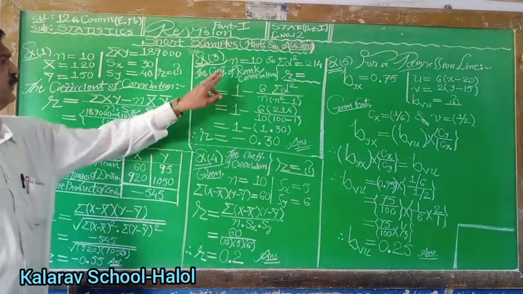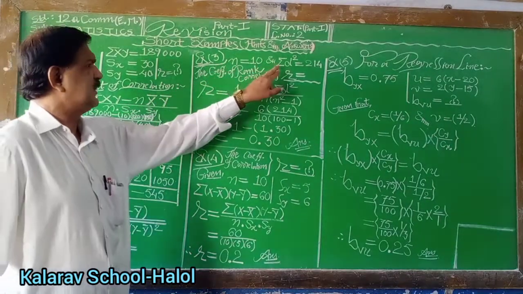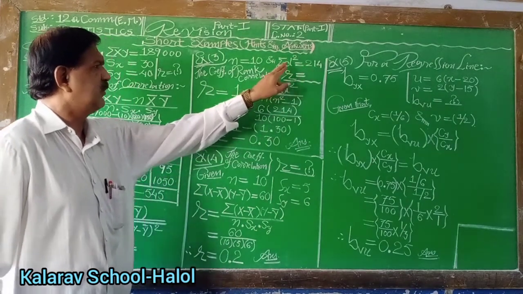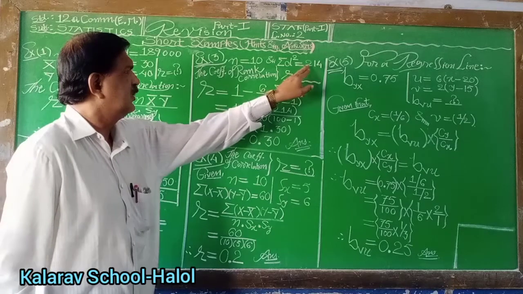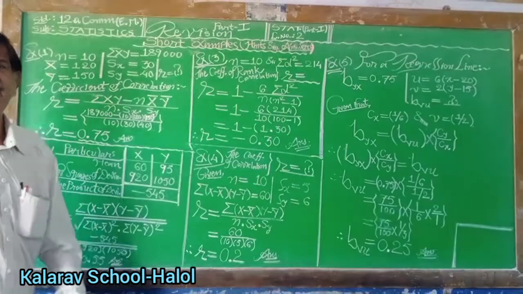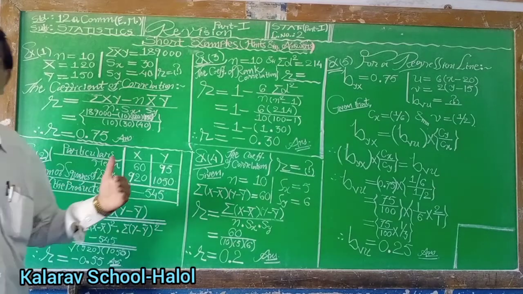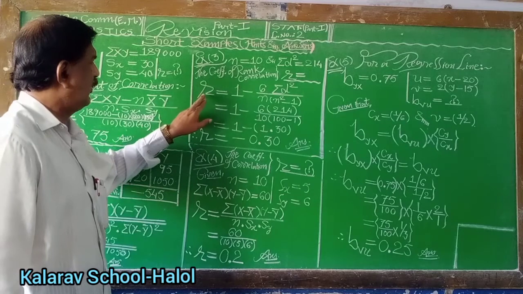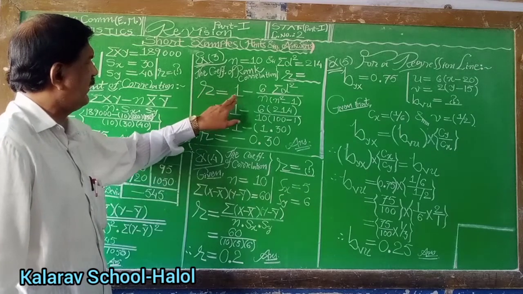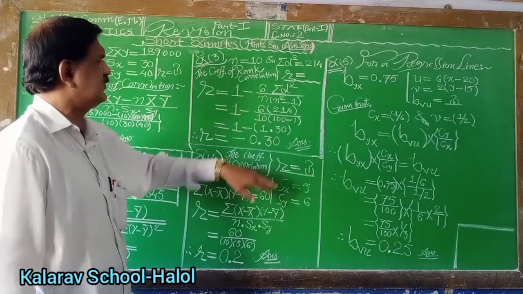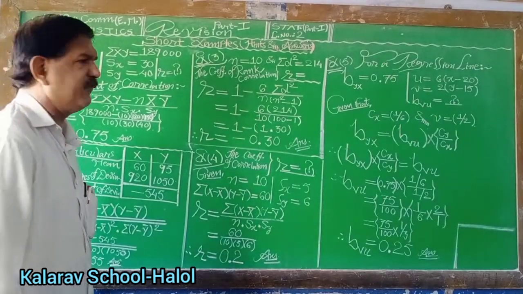Given that n equal to 10 and the sum of the squares of the differences between their ranks, sigma d square, is 240. What is the value of the coefficient of rank correlation? Spearman's coefficient of rank correlation r is given by 1 minus 6 times sigma d square upon n into n square minus 1. Substitute the values.